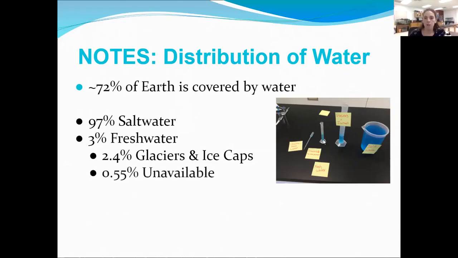A smaller portion is unavailable to us. Perhaps it's just groundwater that is too deep for us to easily drill for, or perhaps it's what we would call brackish, a little bit salty, or polluted in some way. Leaving the final portion, the drinkable, usable water, which is here in this pipette, only about 1 millimeter's worth.